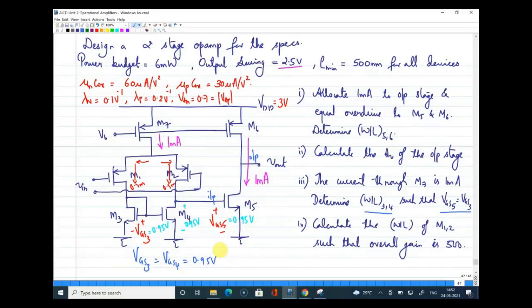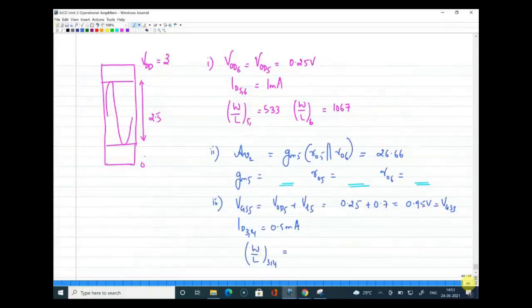Now we know that a current mirror will carry the same current if the VDS and VGS voltages are equal, right? So if M3 and M4 have equal VGS and equal VDS, whatever current M3 is carrying, the same current M4 will also carry. All right. So based on the given condition, we have obtained the voltages VGS3 as well as VGS4, and with that you can find the W by L of 3 and 4. Is that clear, Amitesh?